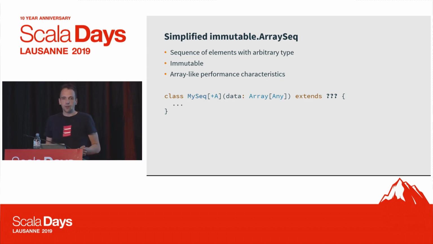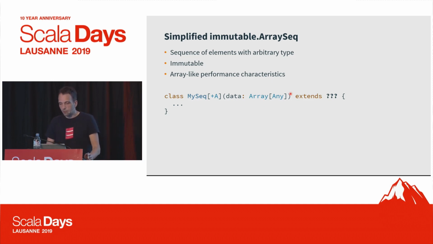We won't do the real thing, which has 450 lines of code, so it might get a bit hard to read at the back of the room if I put it on a slide. But the size is mainly because it supports all the manually specialized versions for primitive types. We can do a simple version which just keeps its data always boxed in an Array of Any. So we have our class MySeq, which extends some type and contains the data.